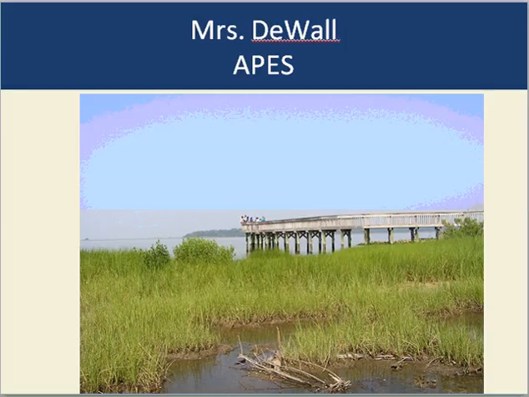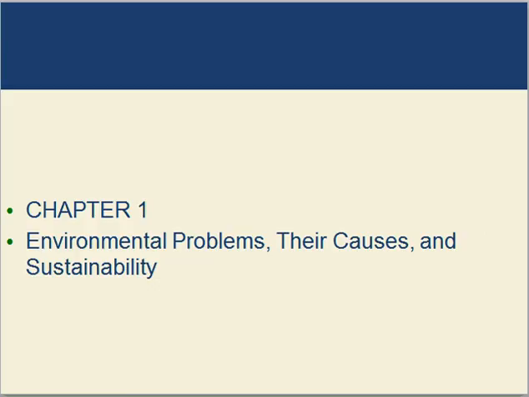Okay, welcome to AP Environmental Science. I'm Mrs. DeWalt, and we're going to go through some key concepts in Chapter 1 of our energy unit, and also going to go along and show you some key things to look at as you're reading through the textbook. So, first chapter, we're going to be talking about environmental problems, their causes, and a key term called sustainability.